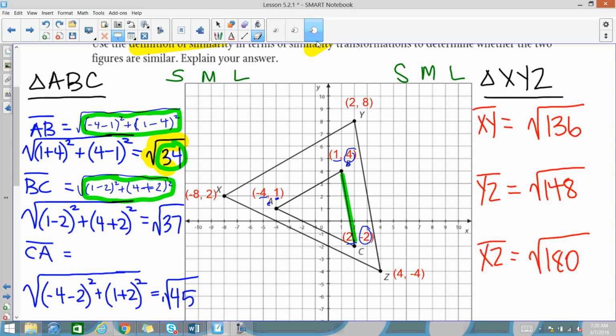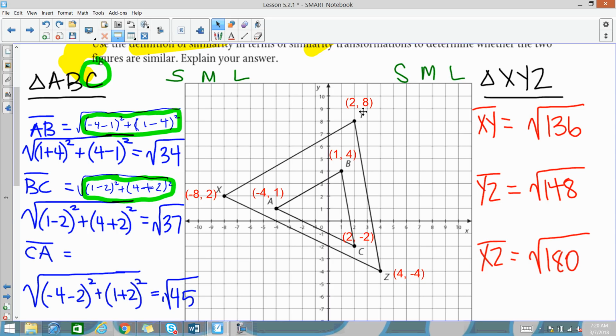All right, so here we go. Now that you have all 6, we got the square root of 34, square root of 36, and square root of 45. That's the small triangle ABC. We have the square root of 136, square root of 148, and square root of 180. That's the big triangle side lengths. All right, we got them all.